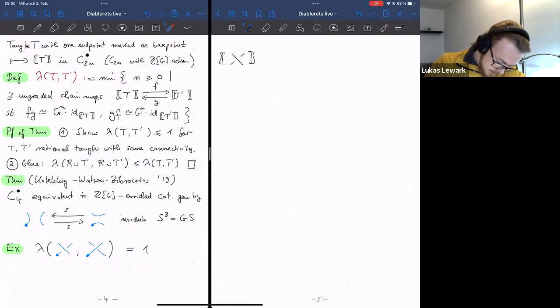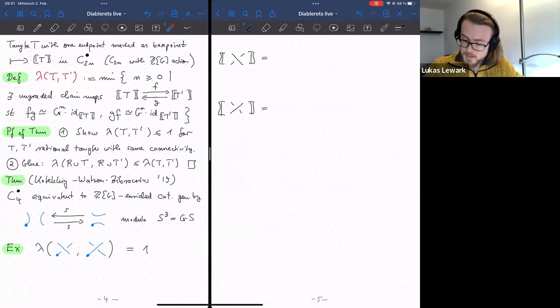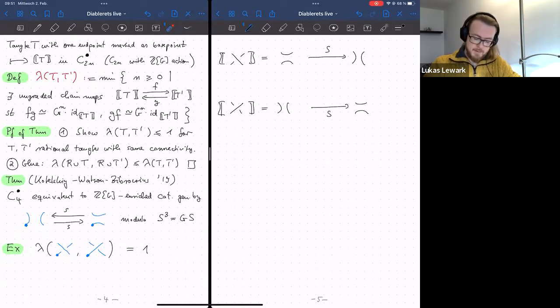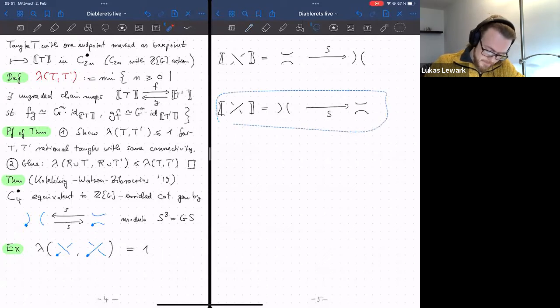So let's write down the two complexes, and they are by definition equal to this complex here and this complex here. So that's the usual scan relation in Khovanov homology.